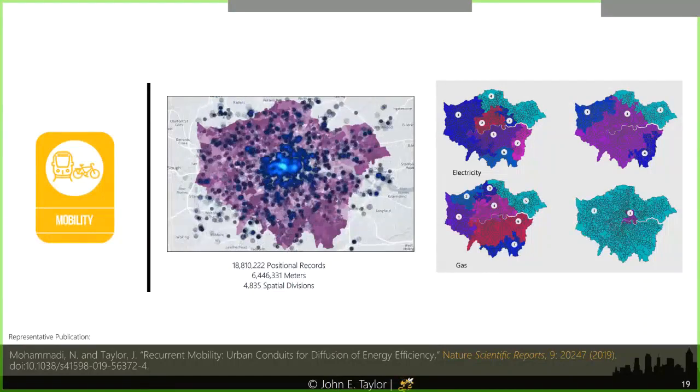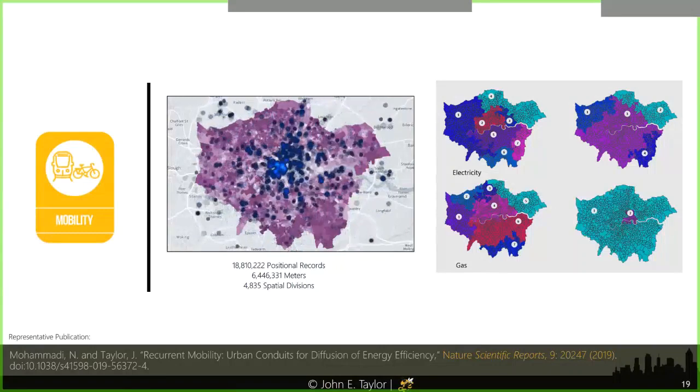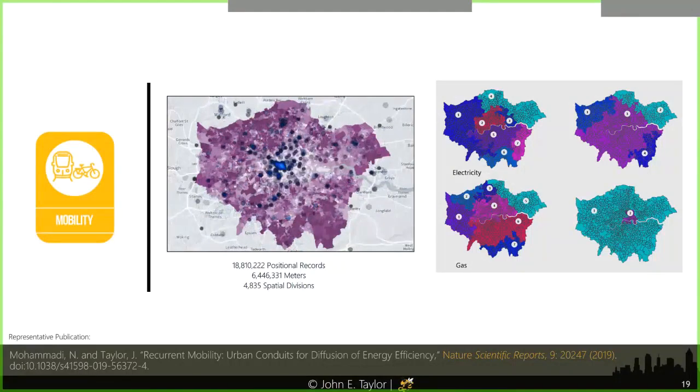And what we were curious about was, could we use those movement patterns of the urban populace to understand differences in energy consumption in different areas of the city, what are called middle and lower super output areas in London? And we found that we could explain differences in energy use, and that those differences in energy use could help the City of London to actually do better energy efficiency interventions across the city.